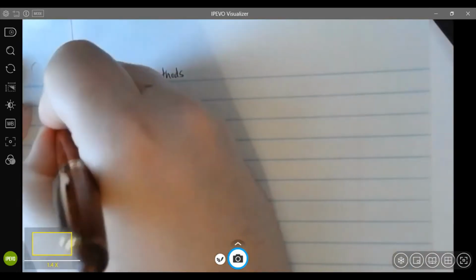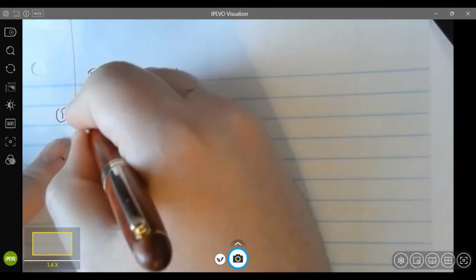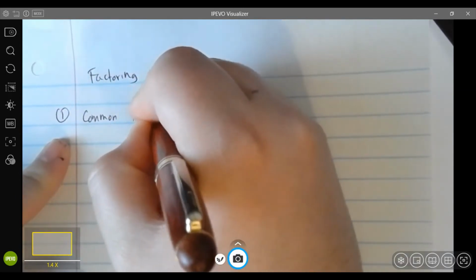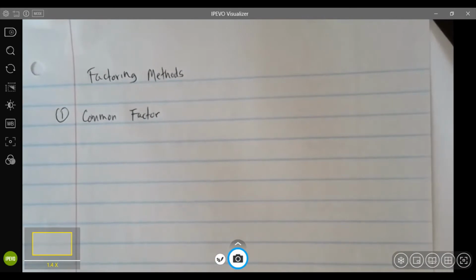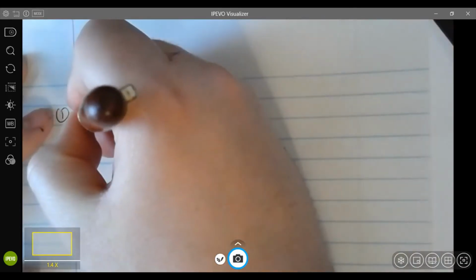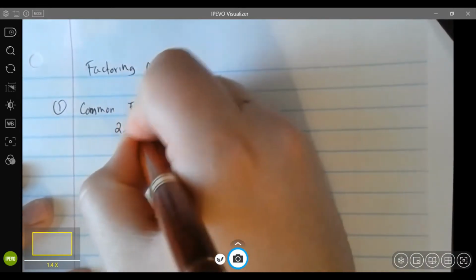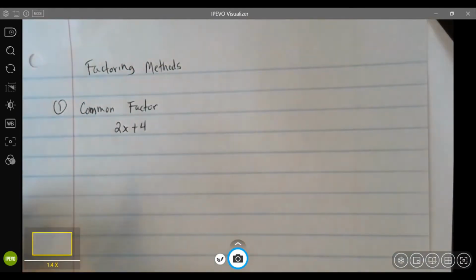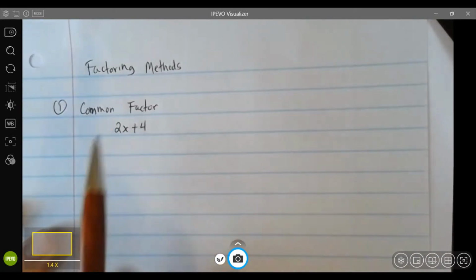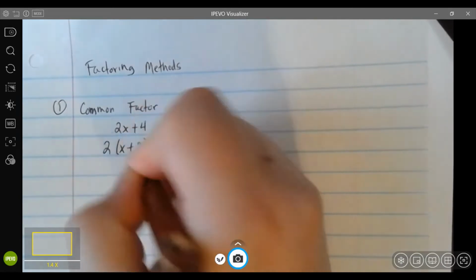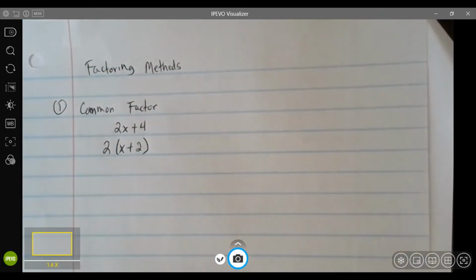The first method is just factoring out a common factor. So that's something like this. If you have 2x plus 4, those have a common factor. They're both divisible by 2. So we could pull out a 2 and we would have x plus 2 left over. So that's pulling out a common factor.